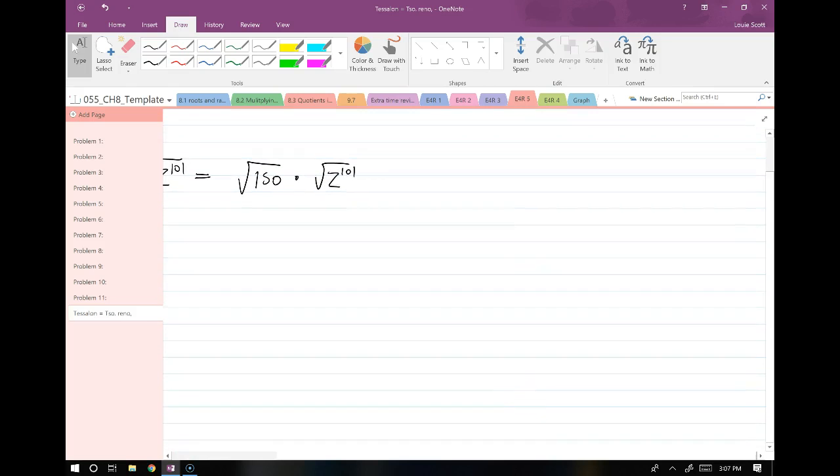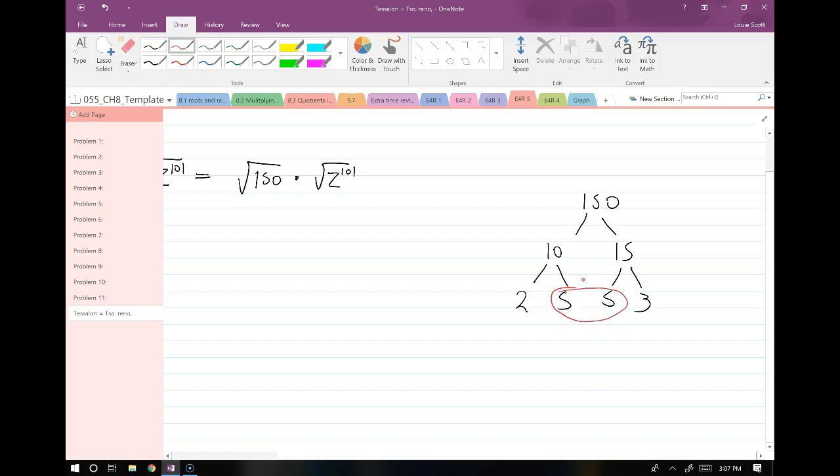So I'm going to start with 150 and do a factor tree to figure out what perfect squares are contained in 150. So I'm going to do 10 times 15. Both of these split up. 10 equals 2 times 5. 15 is equal to 5 times 3. Now that they're all prime, I go through and I circle any pairs that I might have.